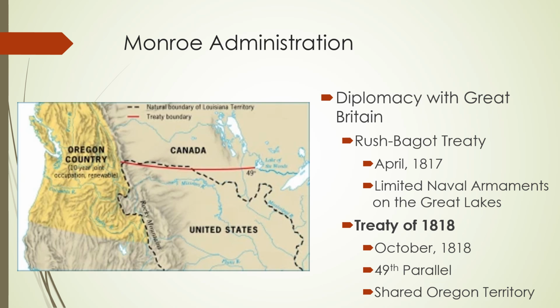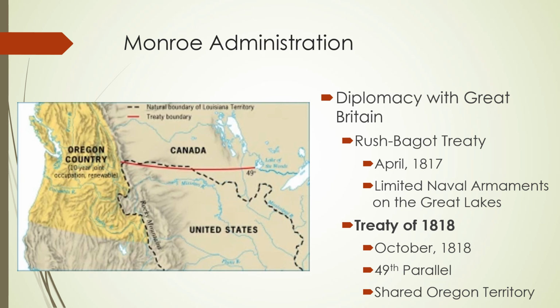There's basically two treaties that we make with Britain to sort of fix these problems we're having between the United States and Canada. And so one of those is the Rush-Bagot Treaty. This basically is going to demilitarize the Great Lakes. Basically, the United States and Canada share the Great Lakes, and so this is going to make that happen.